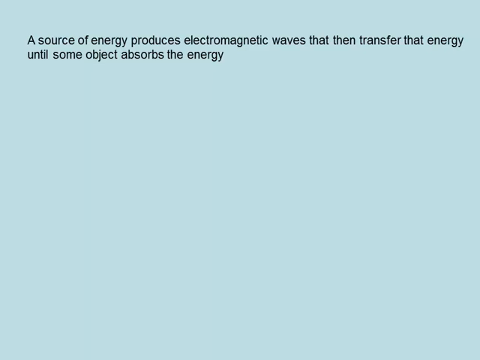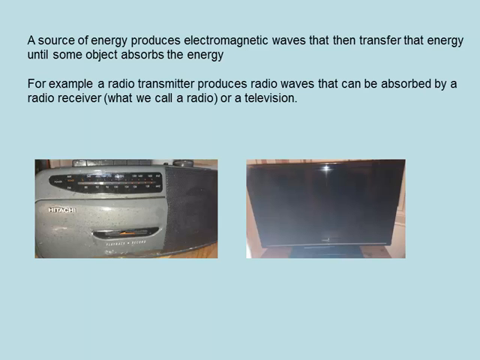A source of energy produces electromagnetic waves that then transfer that energy until some object absorbs the energy. For example, a radio transmitter produces radio waves that can be absorbed by a radio receiver, what we just call a radio, or by a television.